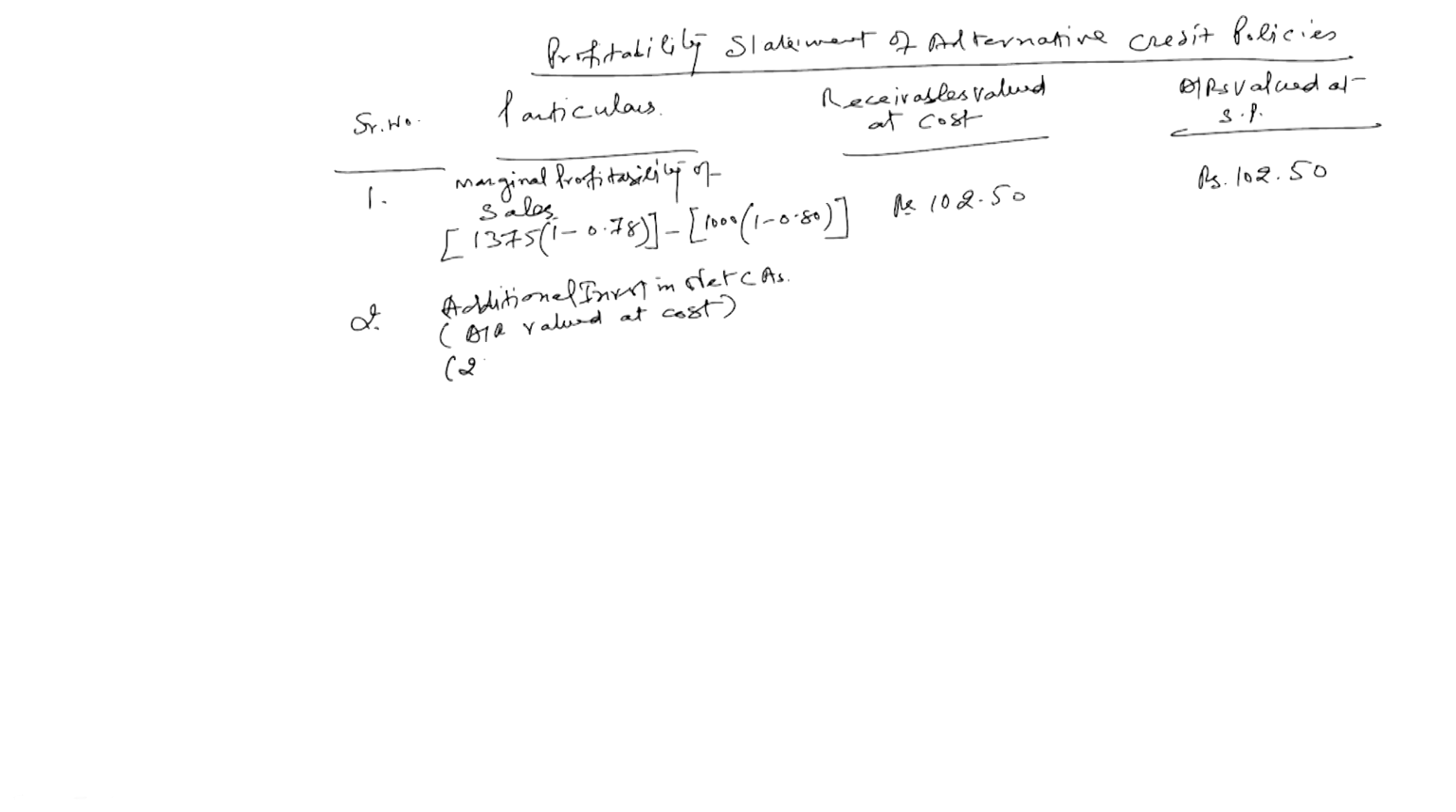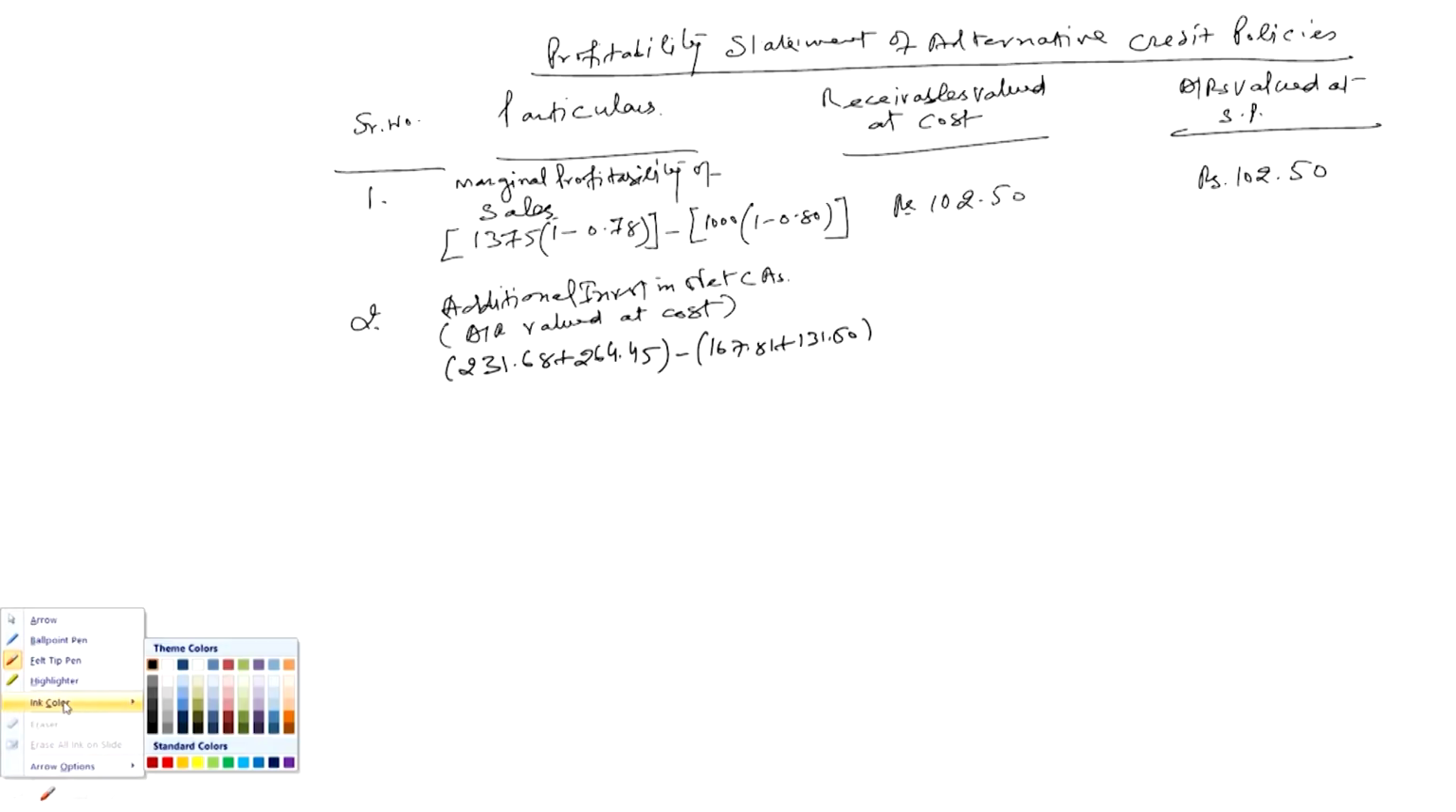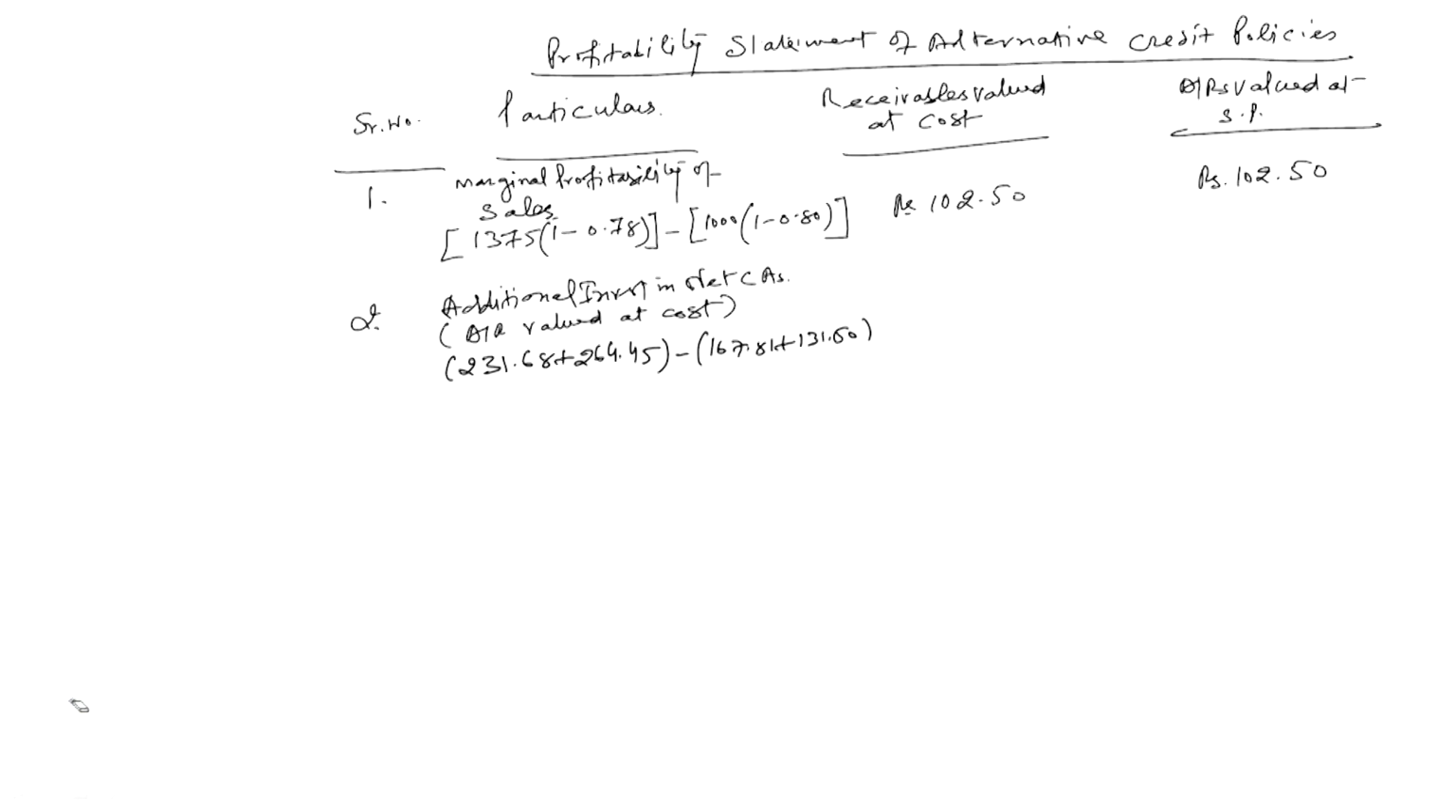This is going to be 231.68 plus 264.45. This is the total investment in the total current assets, and this is the new investment. And what was the existing investment? Existing investment is 168.81 plus 131.50 crores. So this is going to be the new investment.